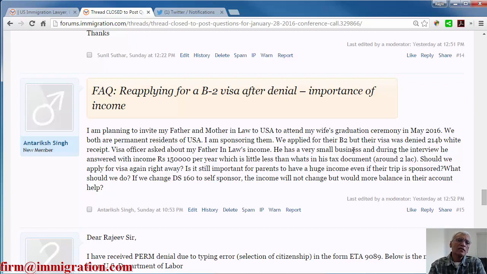Father-in-law's income could have been a problem because the visa officer asked about it. Small business income was about 150,000 per year, which was less than what is in his tax documents, around 200,000. Should we apply for a visa again right away?